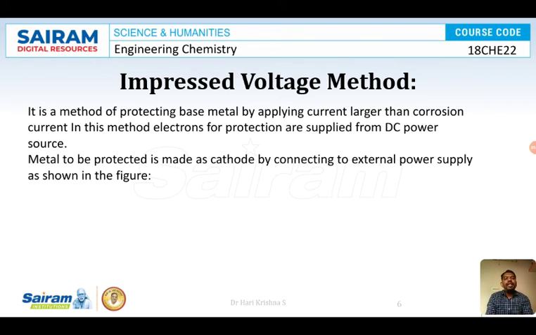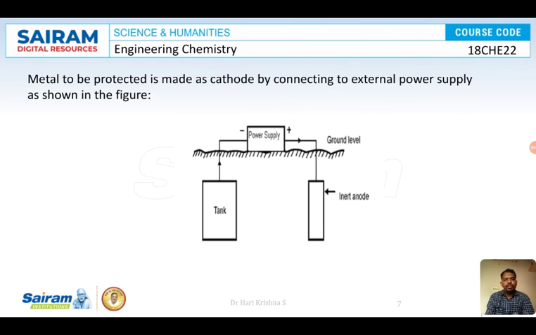So we're going to apply a voltage to these tanks which is greater than the corrosion current. When you apply a voltage greater than the corrosion current, it will protect this entire structure. So let us see how this can be done. The metal which you are supposed to protect, or specimen, or base metal which you are supposed to protect from corrosion, is made the cathode. So this is the cathode. Let us consider the underground tank to be protected. That is made the cathode.